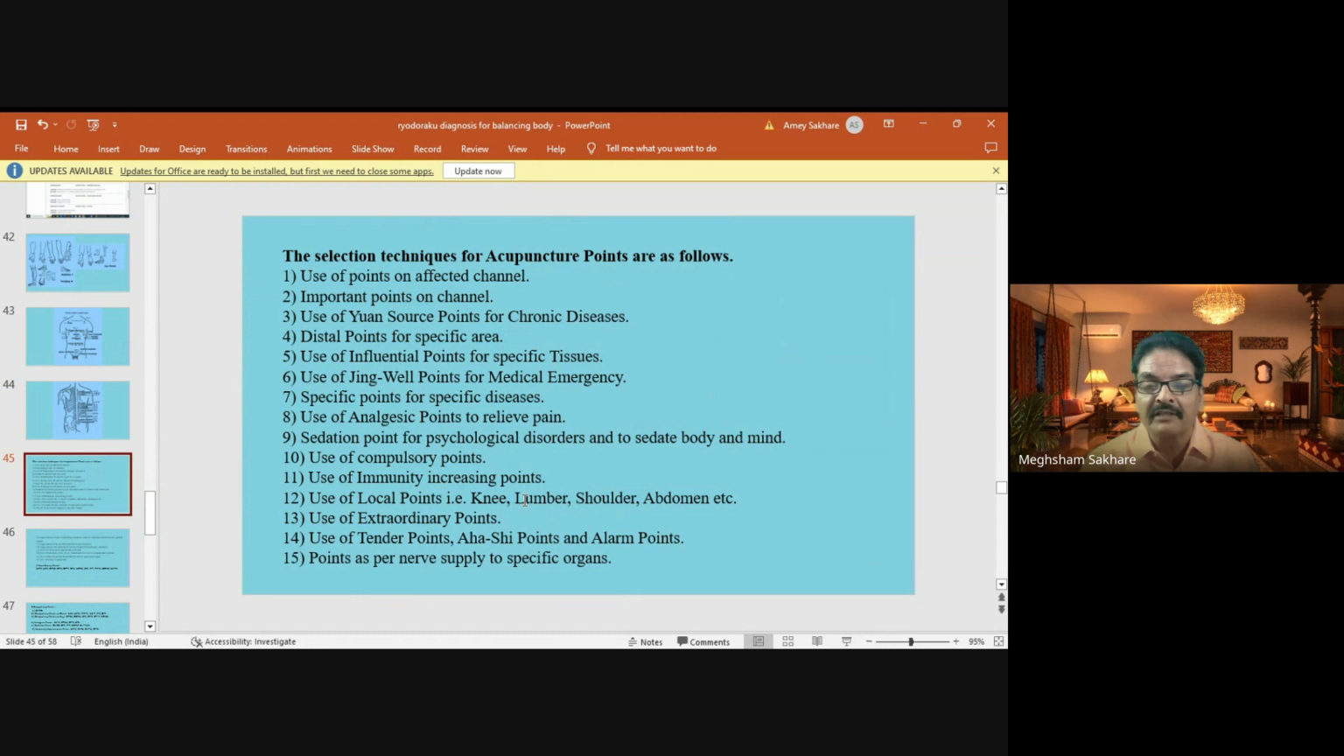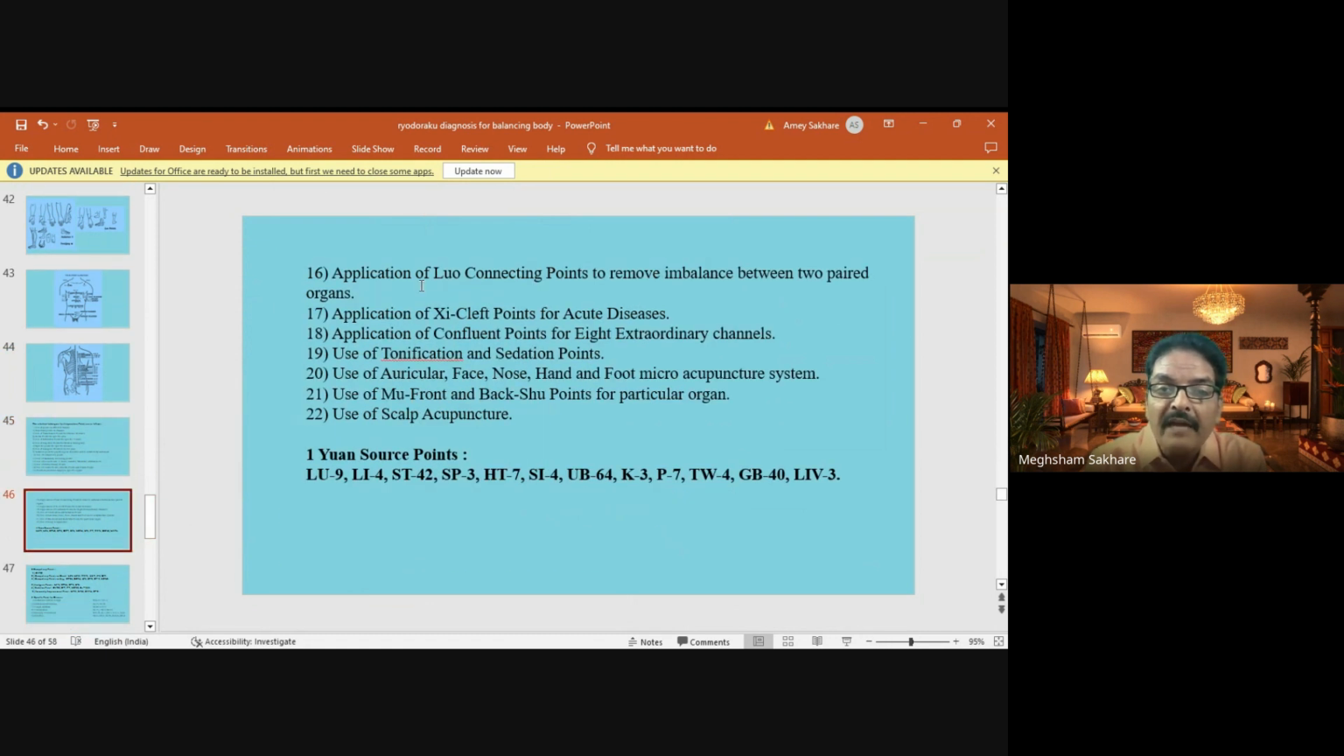use the local points for knee pain, lumbar pain, local points should be used, use of extraordinary points, tender points, Ashi points, alarm points, use points as per the nerve supply, application of Luo connecting points to remove the imbalance between the two paired organs, application of Xi-cleft point for acute disease, application of confluent point for extraordinary channel, use of tonification and sedation point, use of auricular, face, nose, hand, foot microsystem acupuncture, microacupuncture, use of Mu front and back Shu points, and use of scalp acupuncture.